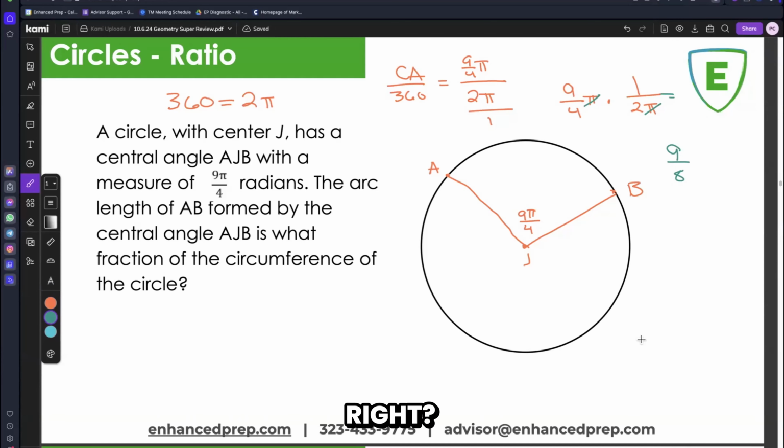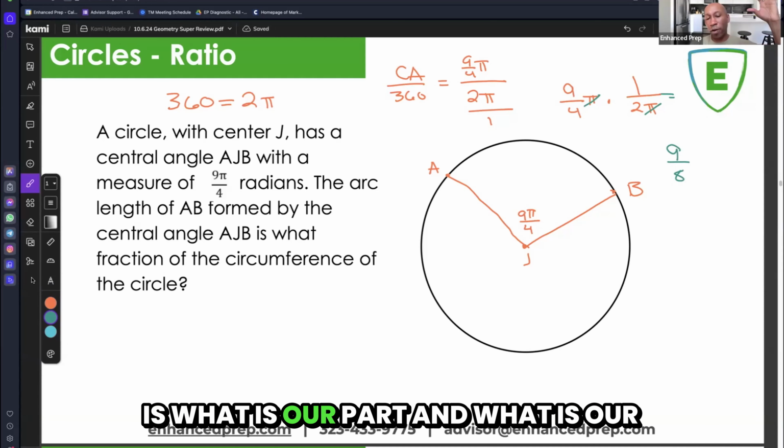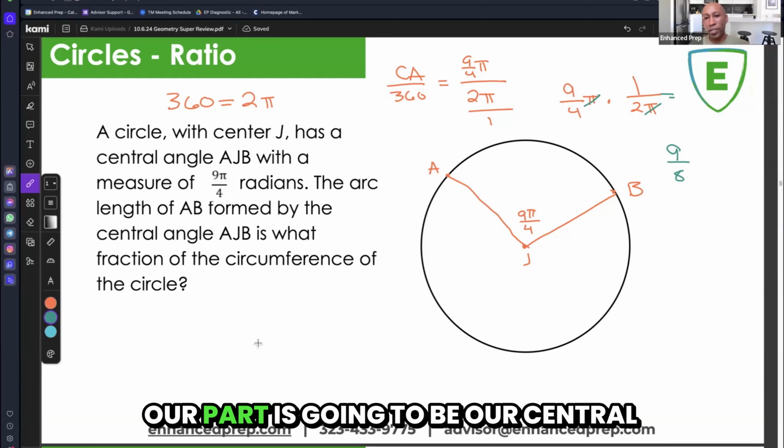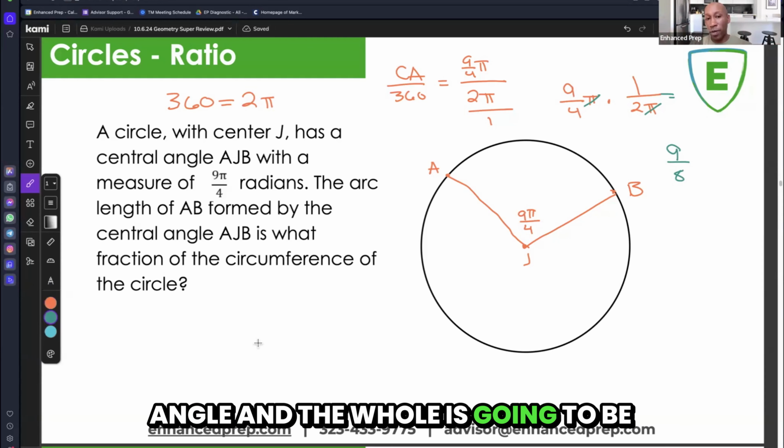Cool. All right. So again, all we're thinking about is what is our part and what is our whole, right? Our part is going to be our central angle, and the whole is going to be our complete circle.